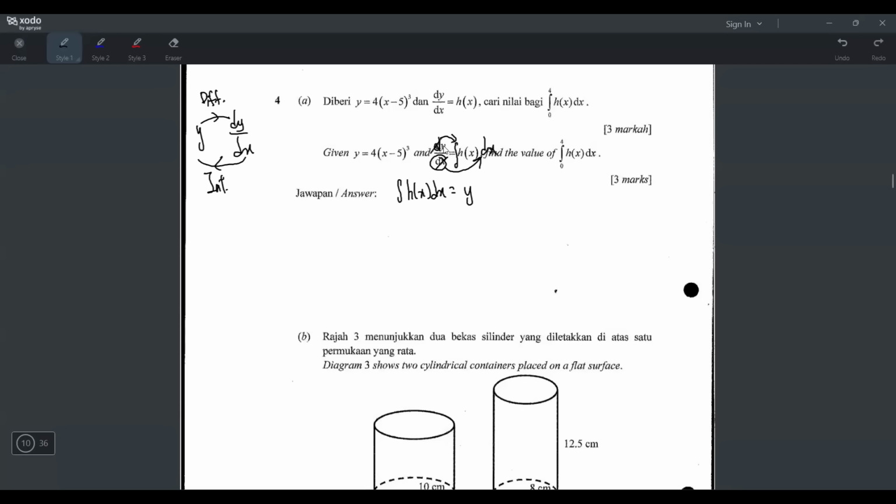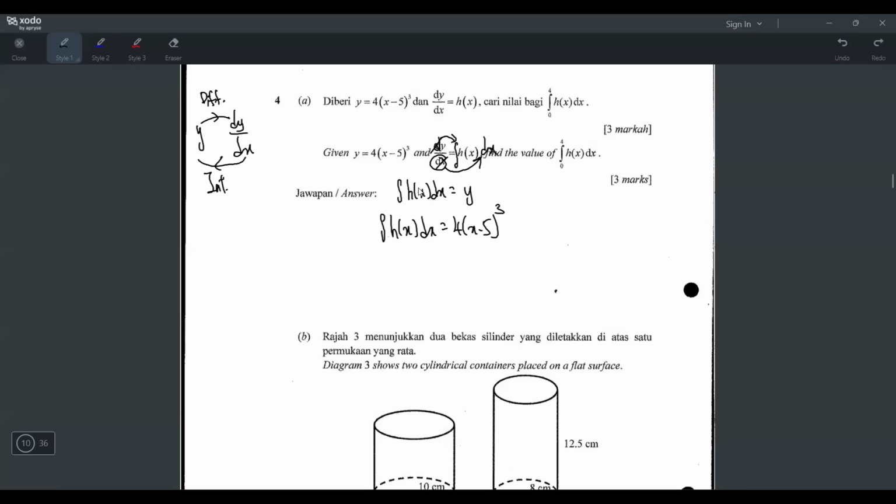So it means what is your y? Your y is the integrate hx dx, which is what I write here. Your y is the integrate hx dx. So you understand? And don't forget, they already told you y. So the integrate hx dx is actually y. And what is y? 4 bracket x minus 5 power 3. Okay, I have successfully changed my information into integrate.